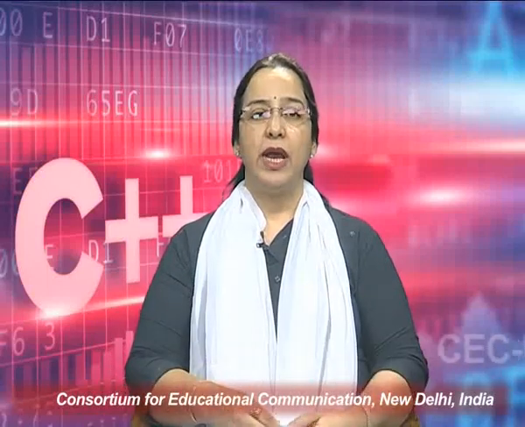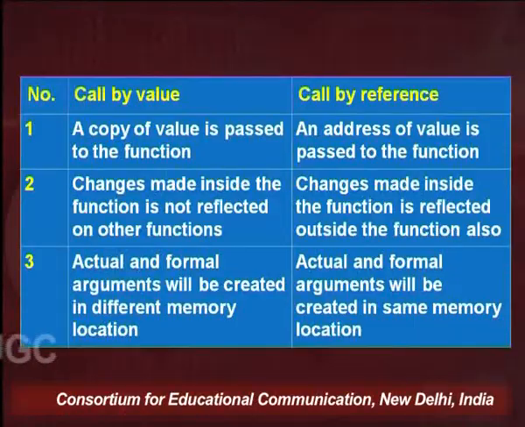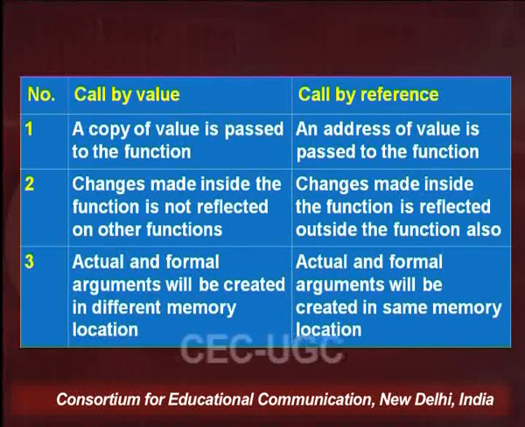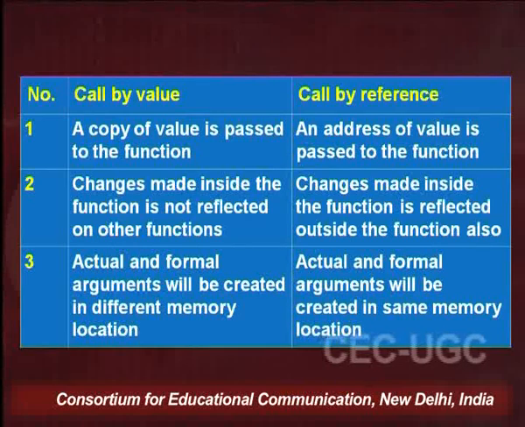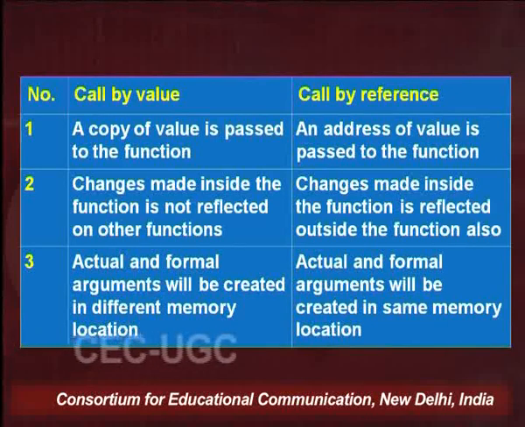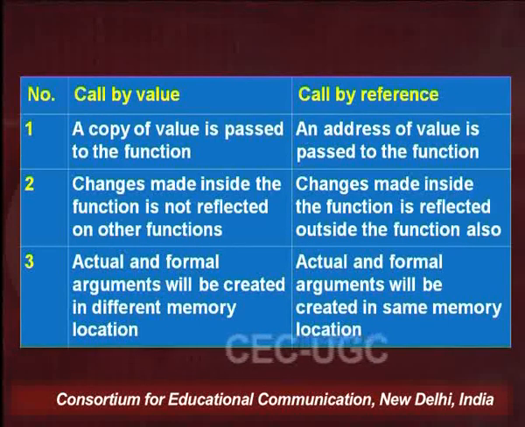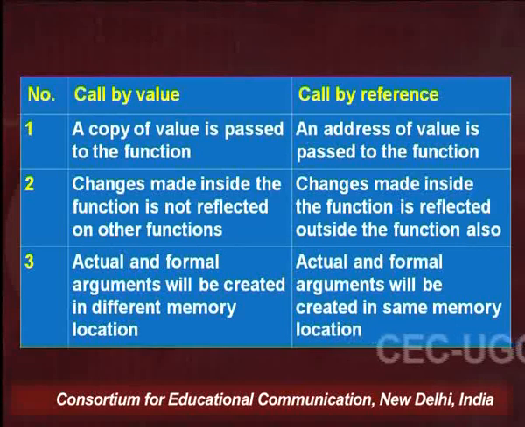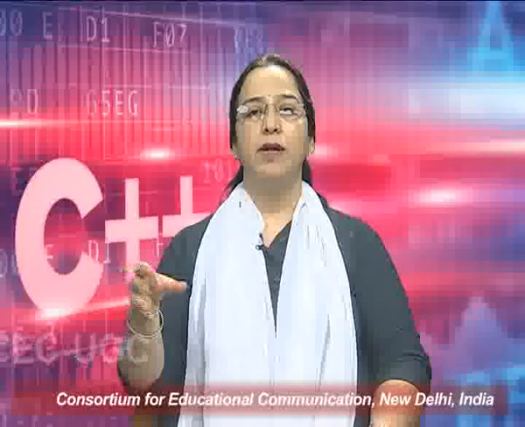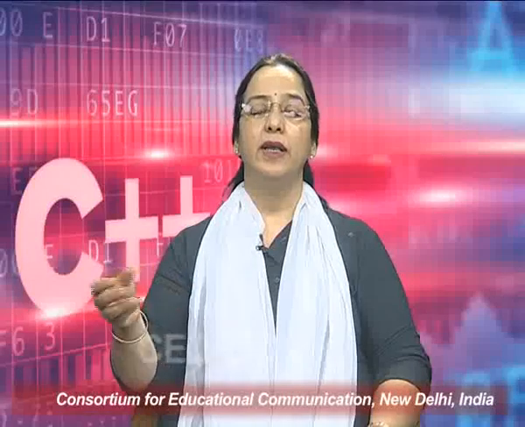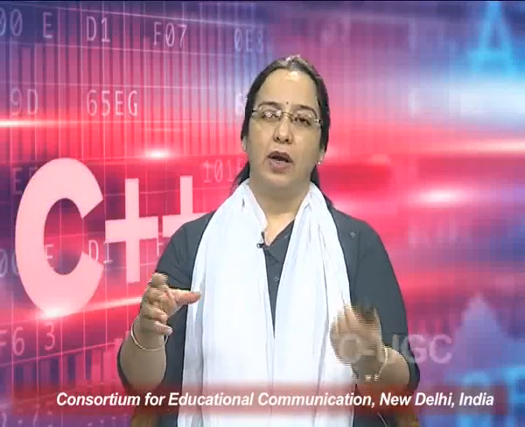Now actual and formal parameters in call by value will be created in different memory locations, and a replica, a copy of the actual parameters is created and given to the formal parameters. While in call by reference, that is not going to hold. The actual and formal arguments will be created in the same memory location.